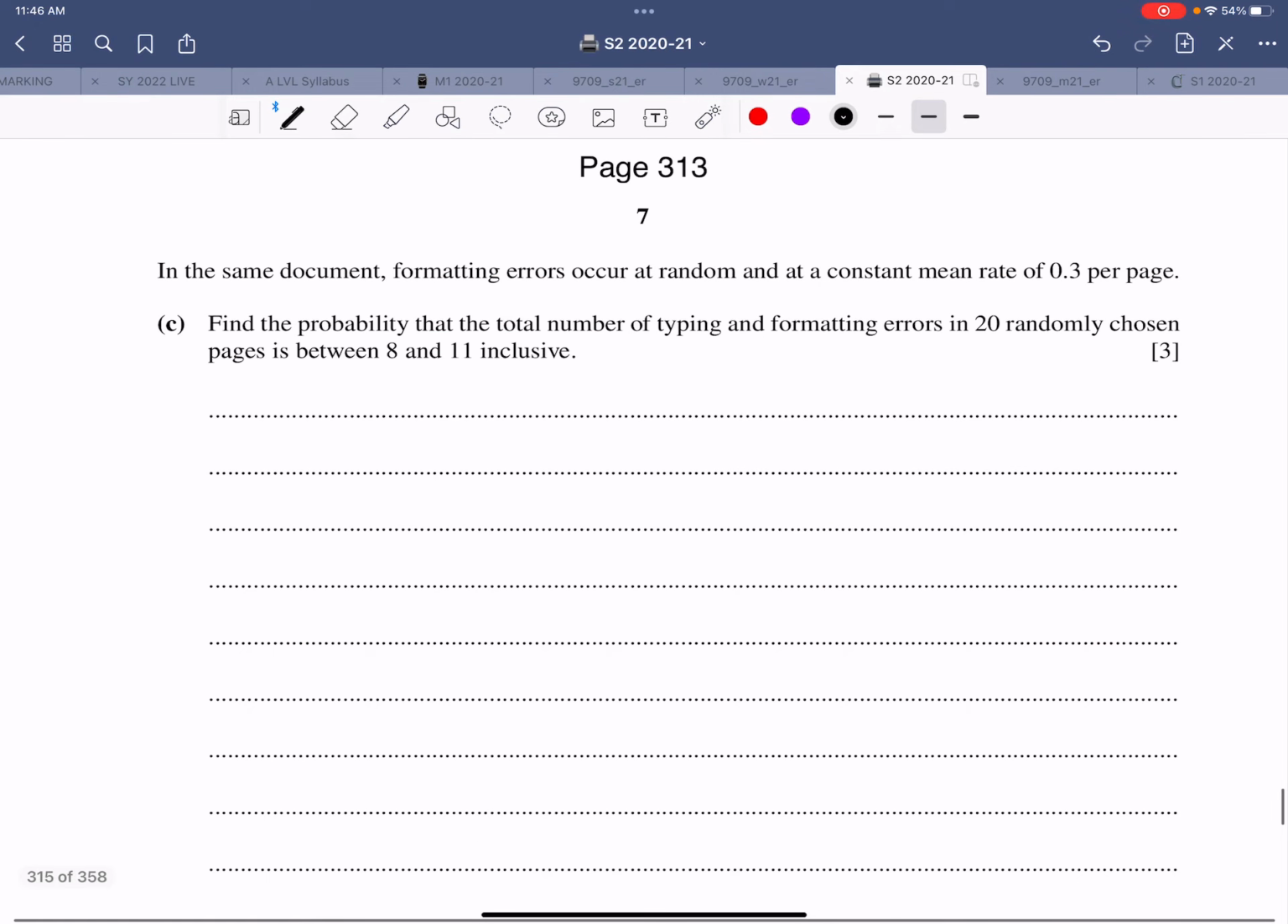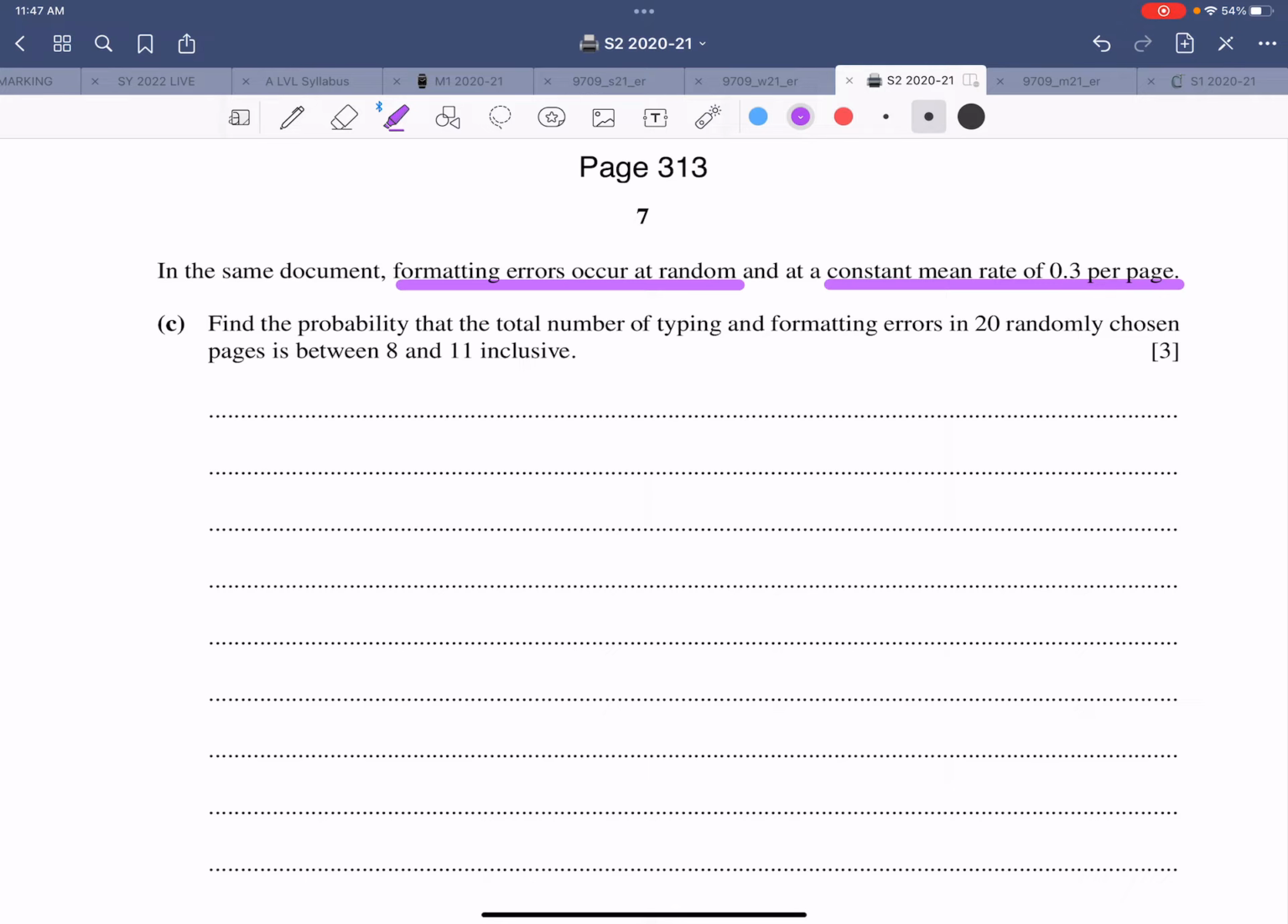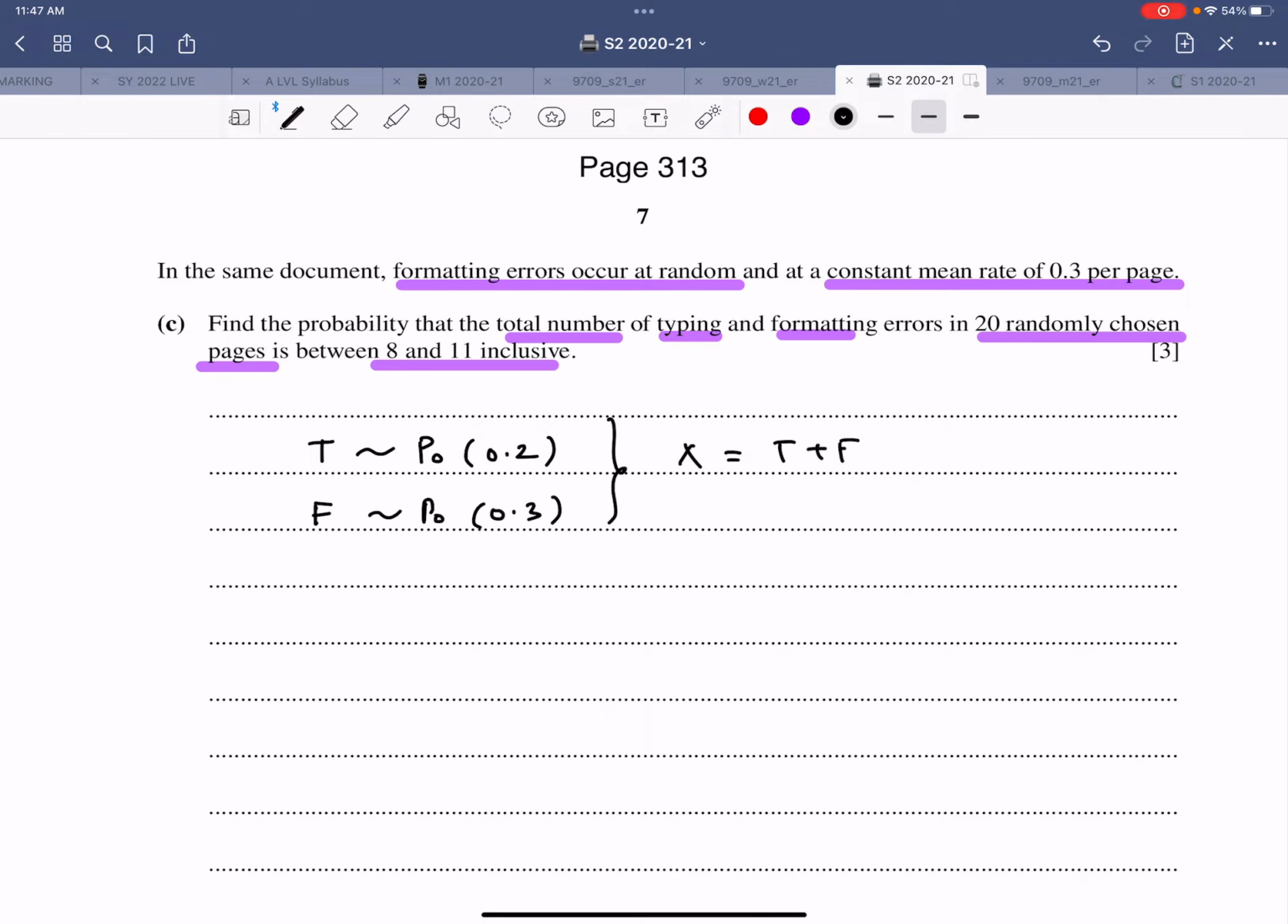Question, it's not done. In the same document, formatting errors. That was typing error. Now this time it's a formatting error, and it's a constant rate of 0.3 errors per page. Find the probability the total number of typing and formatting errors in 20 randomly chosen pages is between 8 and 11. Now the typing error followed a Poisson distribution of 0.2. Formatting error follows a Poisson distribution of 0.3. Let X equal typing plus formatting. So therefore X follows a Poisson distribution of 0.5.